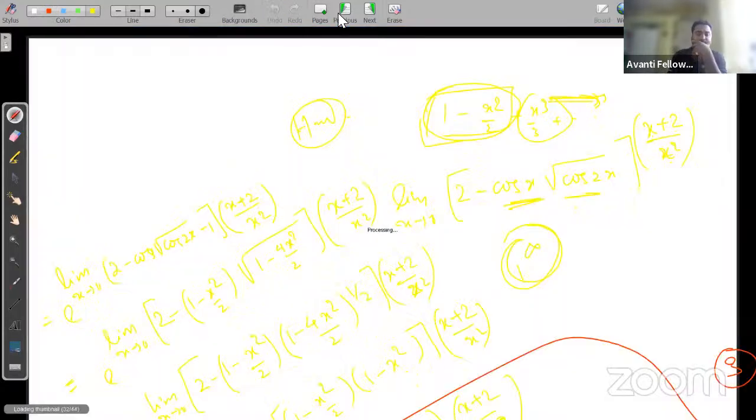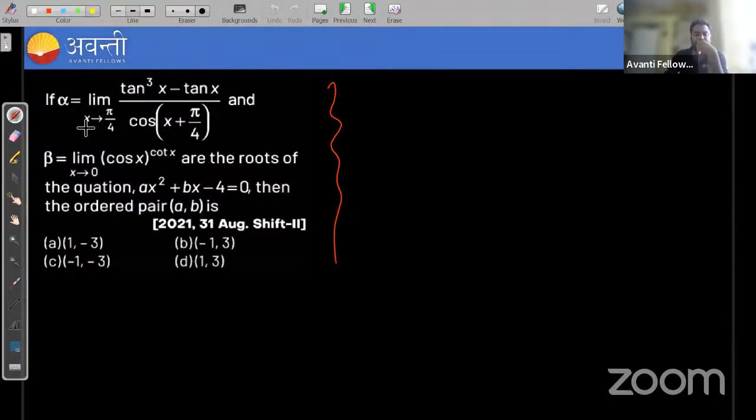This is actually, if we put alpha as the limit extending to pi by 4, homework question hai, then this will be in which form? Tan of pi by 4 is 1. That is 0 by 0 form, na? Cos of x plus pi by 4 is pi by 4 plus pi by 4, that is pi by 2, cos of pi by 2 is 0. So it is 0 by 0 form.